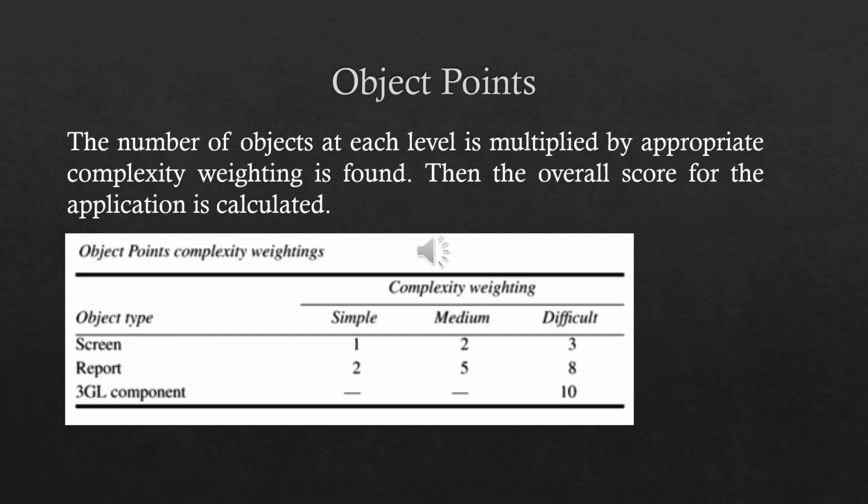For the object point report, the complexity weight for simple object is 2, medium is 5 and difficult is 8. Here one more object is included in the table, 3GL component. For 3GL component, there are no values for simple and medium objects, and the complexity weighting for the difficult is 10. It is shown in the table.